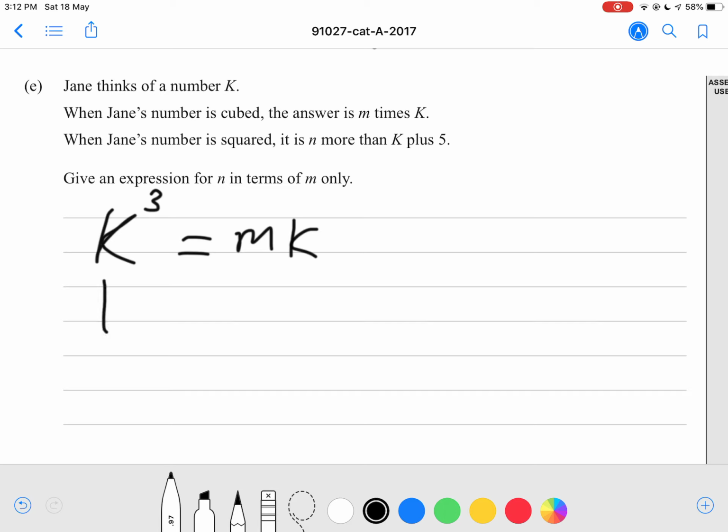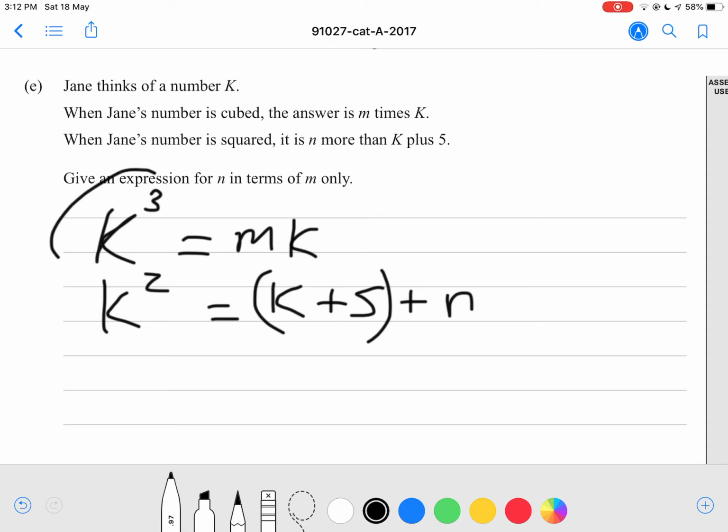When Jane's number is squared, so when k is squared, that equals n more than k plus 5, so it is k plus 5 plus n. In the first expression, if we move the k to the other side, we'll be dividing by k. So you know that k to the power of 3 divided by k becomes k to the power of 2.